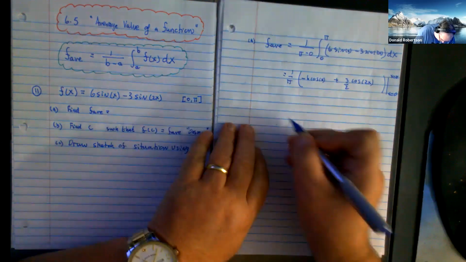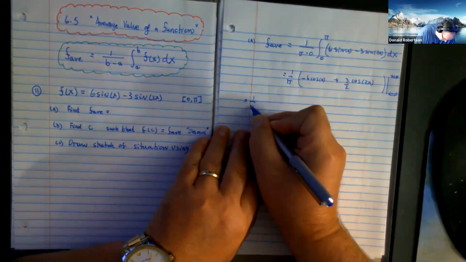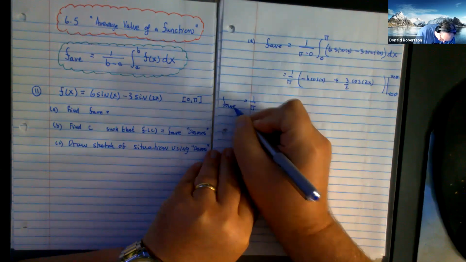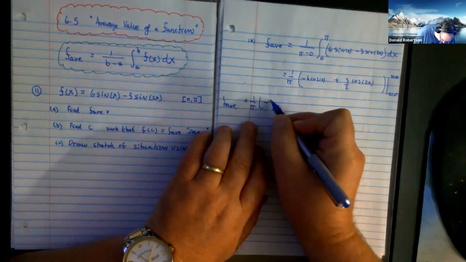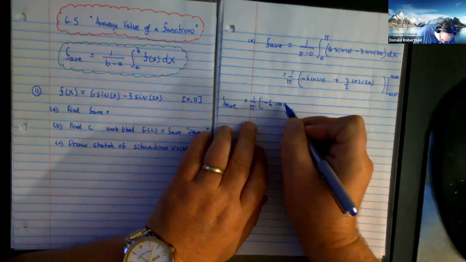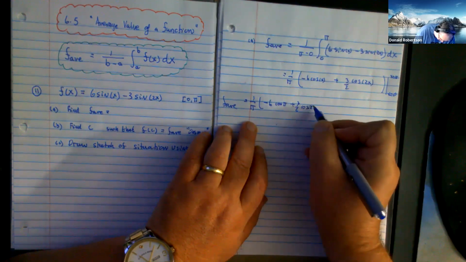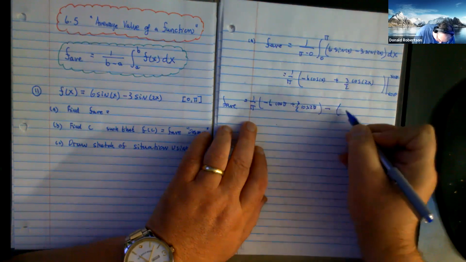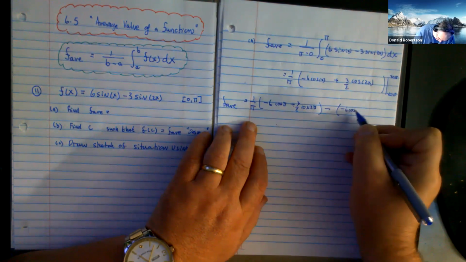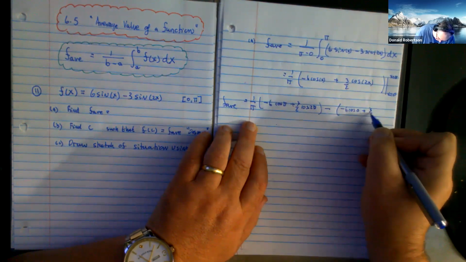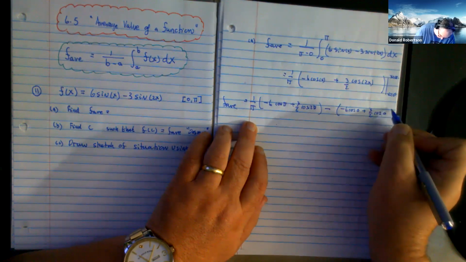So now I'll have to move over a little bit. We're going to put the numbers in and see what we get. We get -6 the cosine of pi plus 3/2 the cosine of 2 pi. That's the first one. Take away -6 the cosine of 0 plus 3/2 the cosine of 2 zeros. It's still 0.